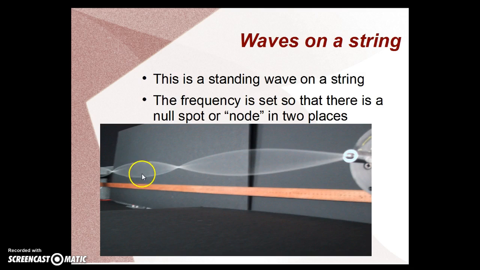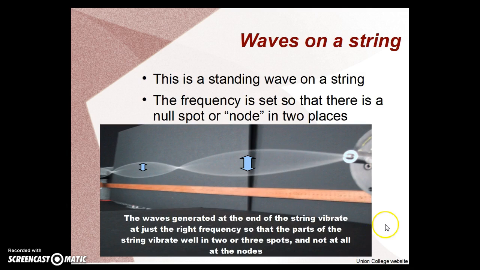The wave actually is moving, has a positive value here and here. The waves are generated at the end of the string down here, and they vibrate at just the right frequency, so that the parts of the string vibrate well here and down here, but not at all at the nodes. The wave has a zero value here and here.